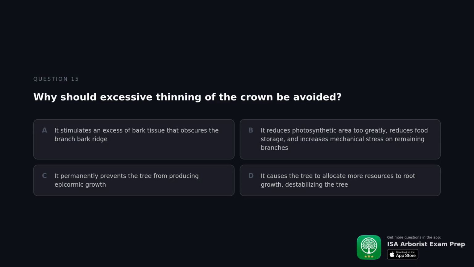Why should excessive thinning of the crown be avoided? A. It stimulates excessive bark tissue that obscures the branch bark ridge. B. It reduces photosynthetic area too greatly, reduces food storage, and increases mechanical stress on remaining branches. C. It permanently prevents the tree from producing epicormic growth. D. It causes the tree to allocate more resources to root growth, destabilizing the tree.